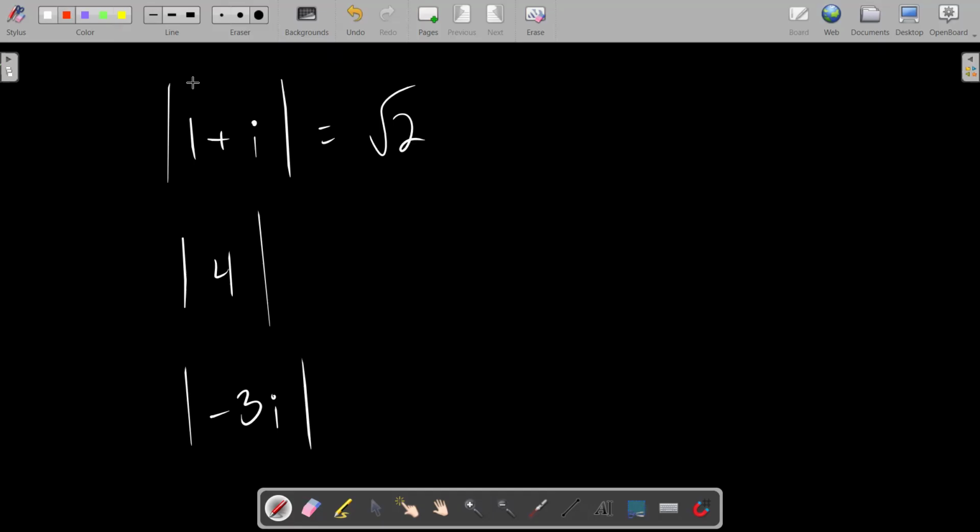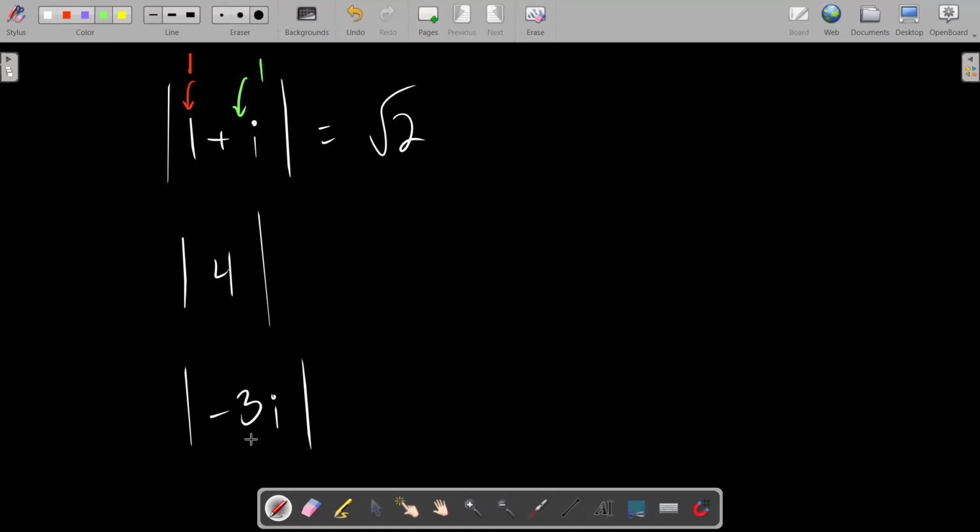What number do you see right there? What is 1 squared? 1. What number do you see right there? 1. What's 1 squared? What's 1 plus 1? Slap it in a root. Root 2 is your modulus, right? Remember, there's ones all over the place. Just because you can't see them doesn't mean they're not there.